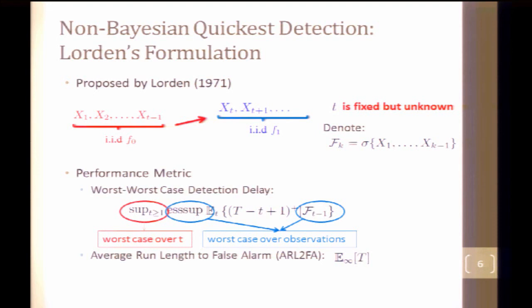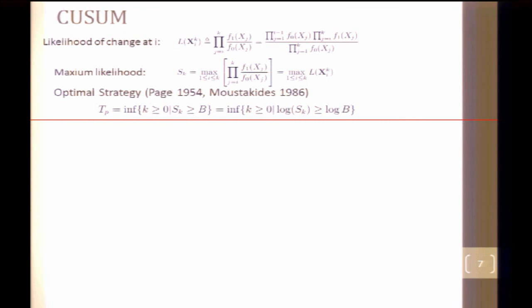Again, this is what we call Lorden's problem formulation. We try to minimize the worst case detection delay subject to this average run length to false alarm constraint. The optimal solution for this problem formulation is given by CUSUM. Actually, this scheme was proposed in 1954, but only after 30 years was it proved that this is optimal.